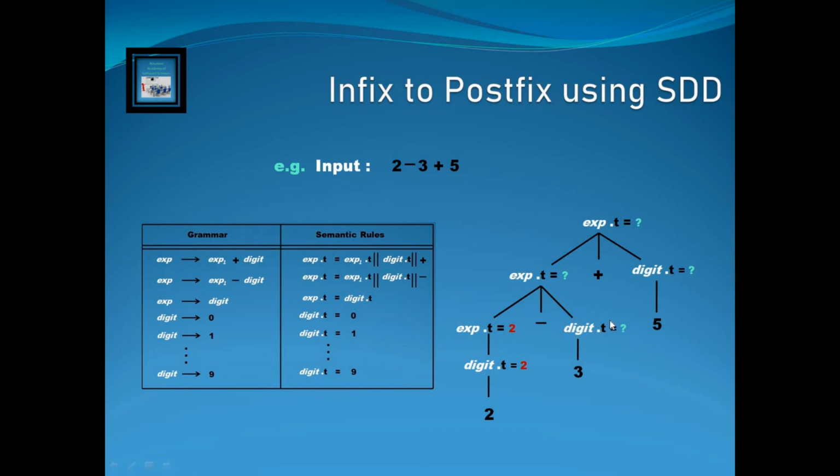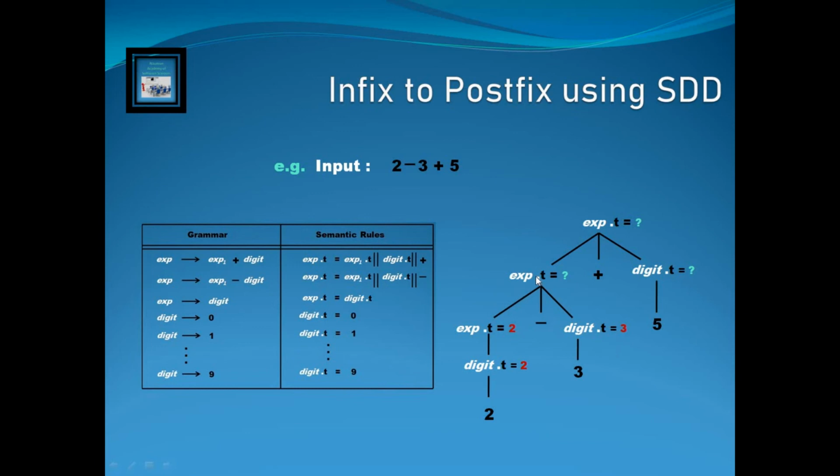Okay, so the left child of this expression is already evaluated, and now we have to evaluate its right child so that we can evaluate this t. In order to evaluate this right child, we again see the syntax directed definition. Here the production digit can have the form of 3 is used, and its corresponding semantic rule says that digit dot t will also be equal to 3.